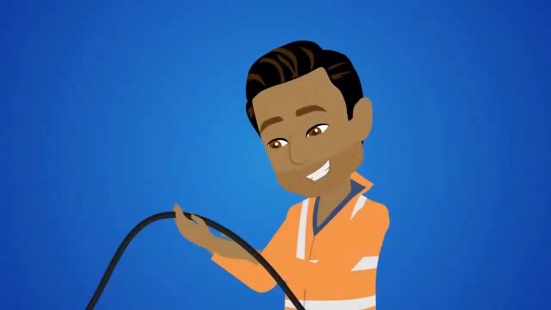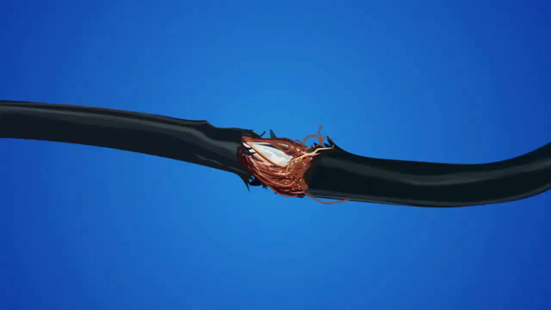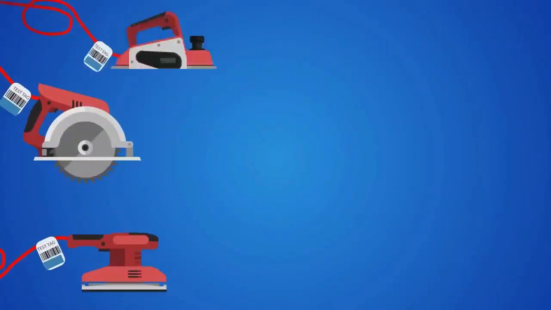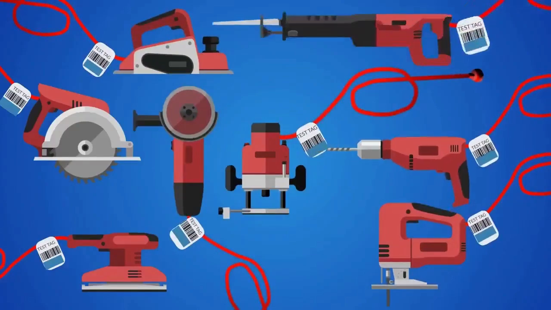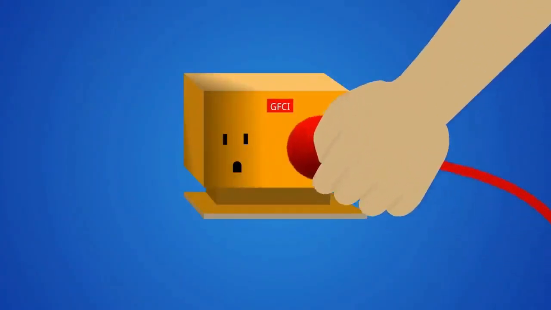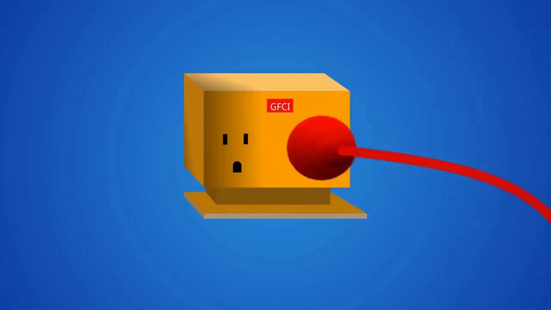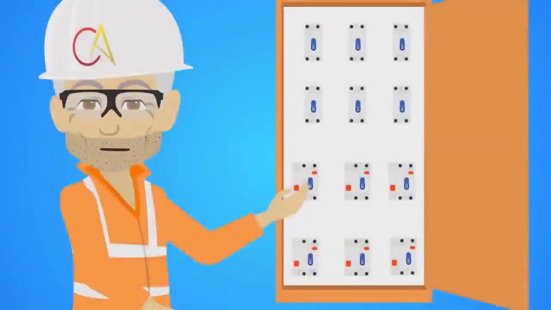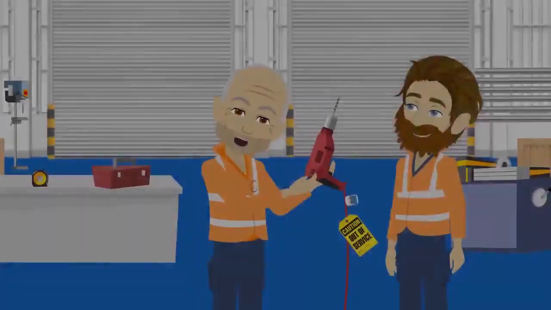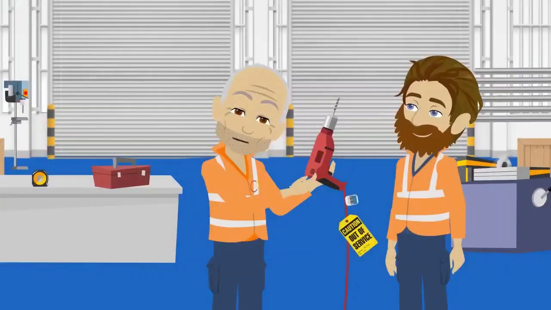All power tools and extension cords are to be visually inspected before use. All electrical equipment must have an in-date electrical inspection tag attached. Always plug into a GFCI or RCD protected circuit or safety switch. A GFCI or RCD will automatically switch off if dangerous conditions are detected. Report any electrical faults to your supervisor.